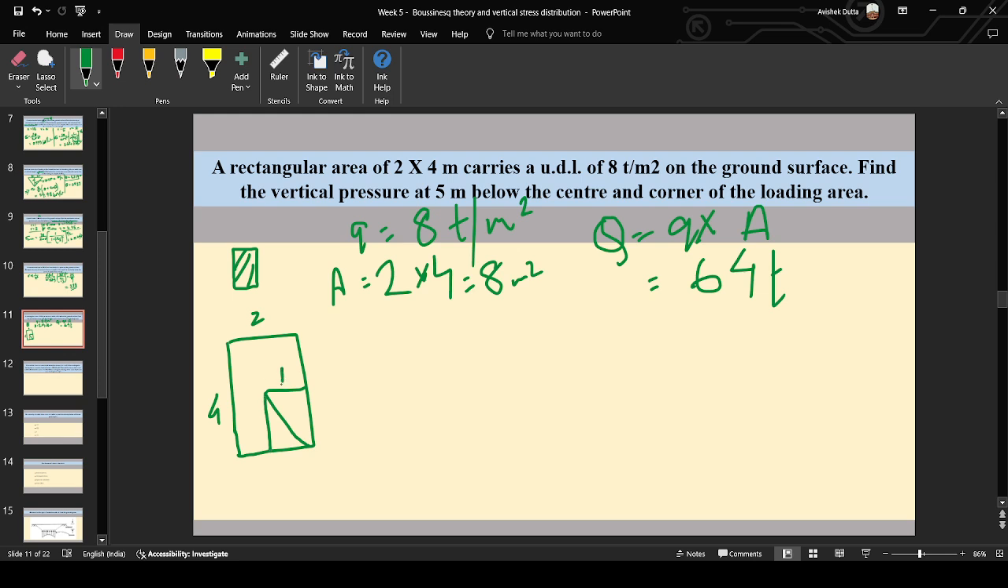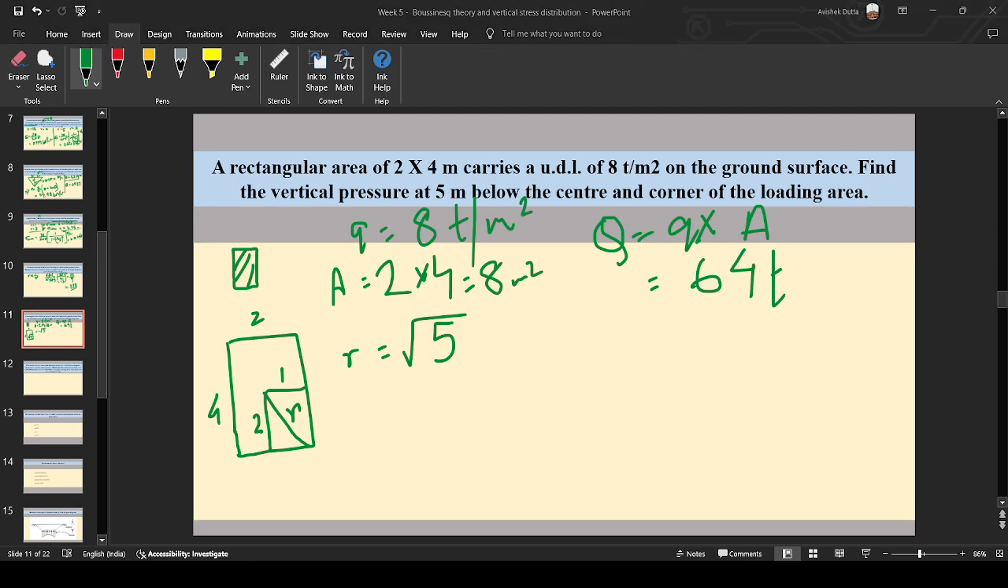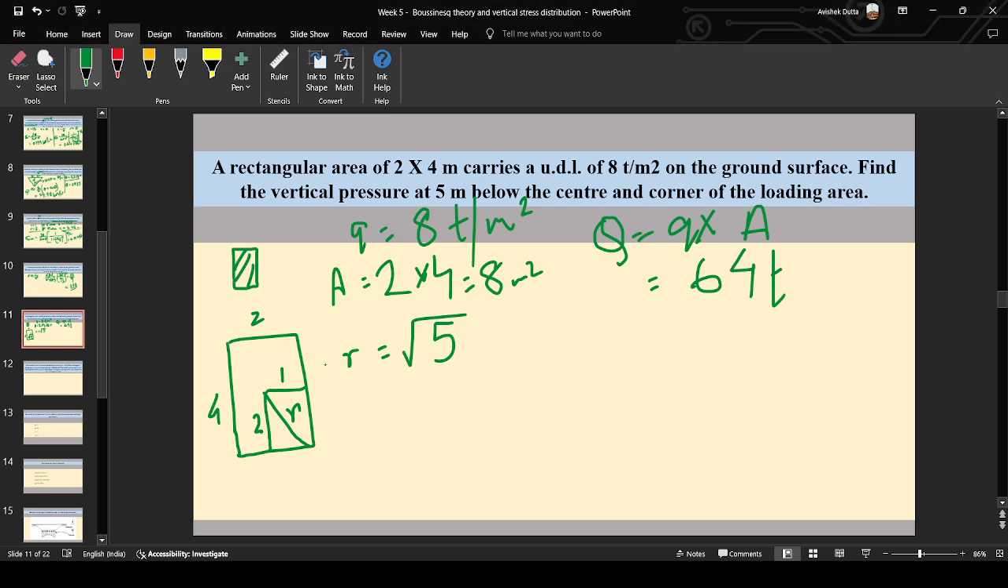So half of 2 is 1, half of 4 is 2. Then this distance from the center to the corner, because obviously the point load is acting at the center. So at the corner of this loading area, this will be R, and R will be equal to how much? Using the geometry of this rectangle, Pythagoras theorem, it will be root over of 1 square plus 2 square, which is root over of 5, isn't it? Is it clear? The value of the radial distance will be equal to root over of 5.